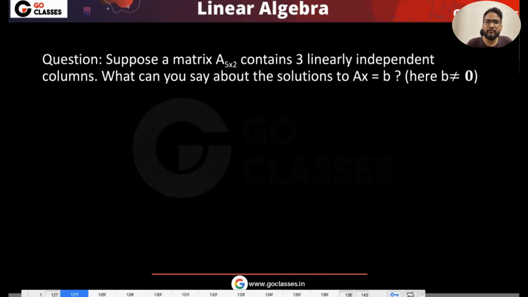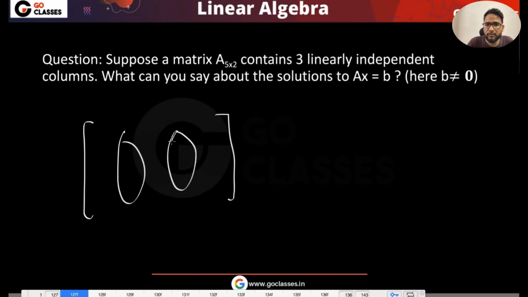Okay. Suppose a matrix A 5 into 2 contains 3 linear independent columns, which means they are saying a matrix which is having 5 rows and 2 columns. There are just 2 columns. Okay, sorry, I'm not sure what should be the question. This should be 2 linearly dependent, I think. Let me just write 2 here. Because there are only 2 columns, then how can there be 3 linearly dependent columns? Let's suppose this is 2. There are 5 rows, 1, 2, 3, 4, 5, and this is 2 linearly dependent columns.